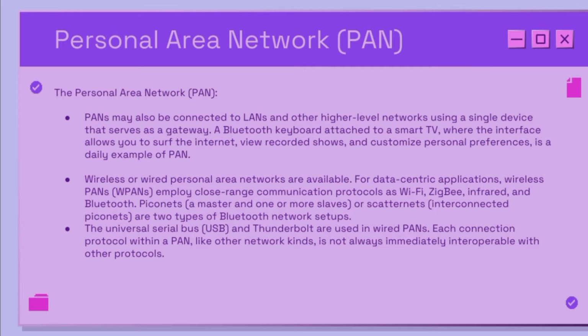A Bluetooth keyboard attached to a smart TV, where the interface allows you to surf the internet, view recorded shows, and customize personal preferences, is a daily example of a PAN. Wireless or wired personal area networks are available. For data-centric applications, wireless PANs employ close-range communication protocols such as Wi-Fi, Zigbee, infrared, and Bluetooth. Piconets or scatternets are two types of Bluetooth network setups. The Universal Serial Bus and Thunderbolt are used in wired PANs.